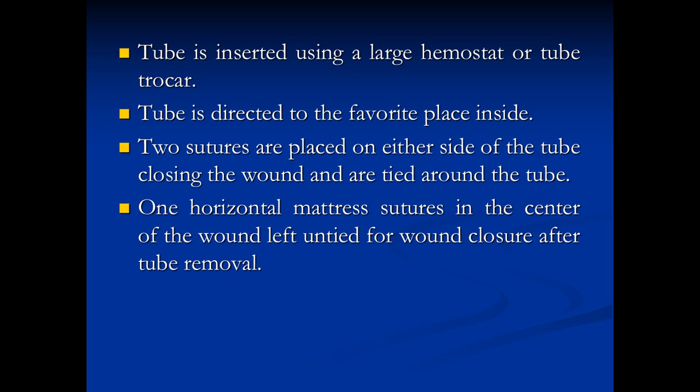One horizontal mattress suture in the center of the wound, left untied for wound closure after tube removal. It's called a stay suture. We do it at the same setting of insertion of the tube, but we don't tie it. We leave it untied till the time of removal of the tube, so we remove the tube and tie the sutures directly at once.